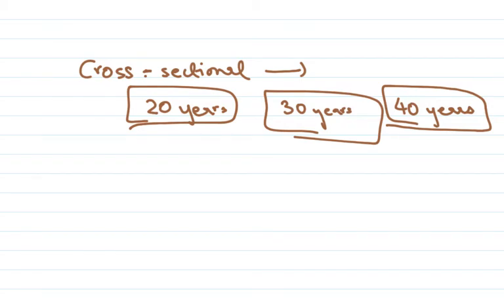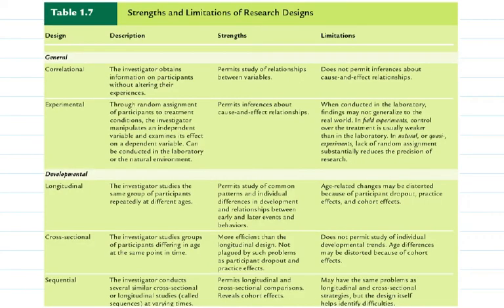Let's look at what these are. So again, if we go back to this table, we look here at longitudinal research. The investigator is studying the same group of participants repeatedly at different ages. Now, this permits study of common patterns and individual differences in development and relationships between early and later events and behaviors. Obviously, let's suppose I'm studying you at different ages, I'll be able to tell how you're changing. I'll be able to track those changes according to things that are happening to you.